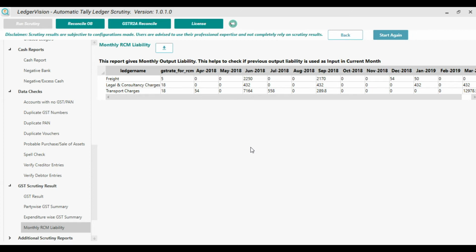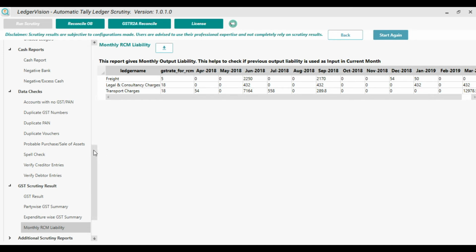There are 2-3 kinds of accounting treatments. In one style, the user creates control ledgers in Tally and passes an entry of payment of output liability and credit of that output liability. In other cases, users work out the RCM details in Excel and just pass the final entry. So to check whether that has been done correctly or not, you can use this monthly GST report.